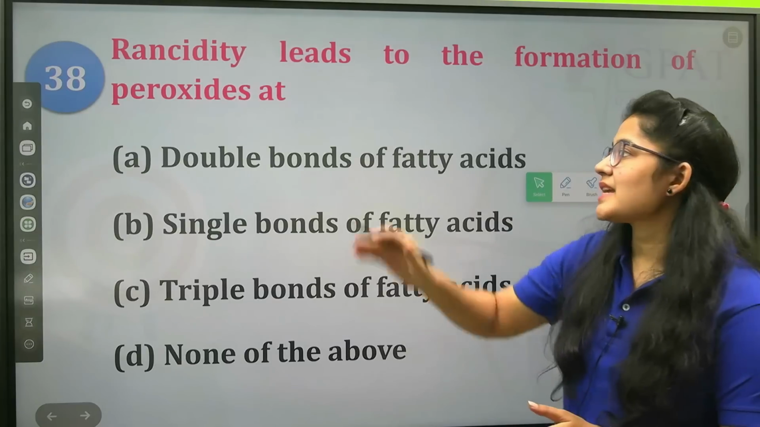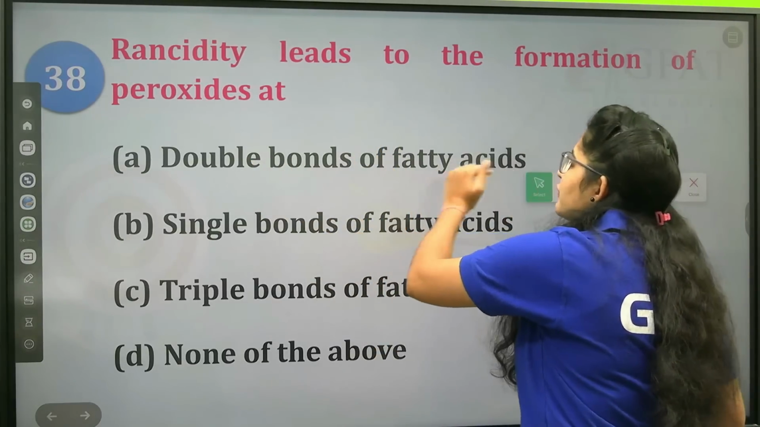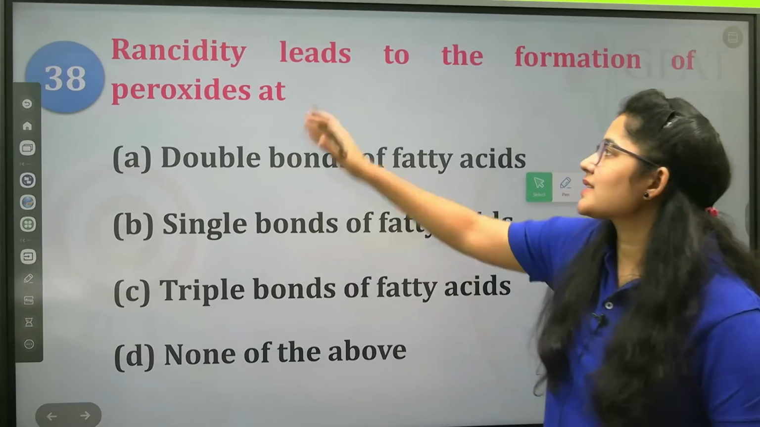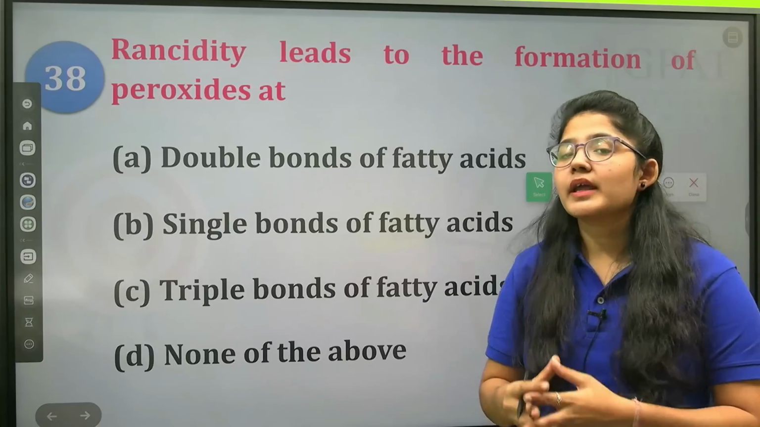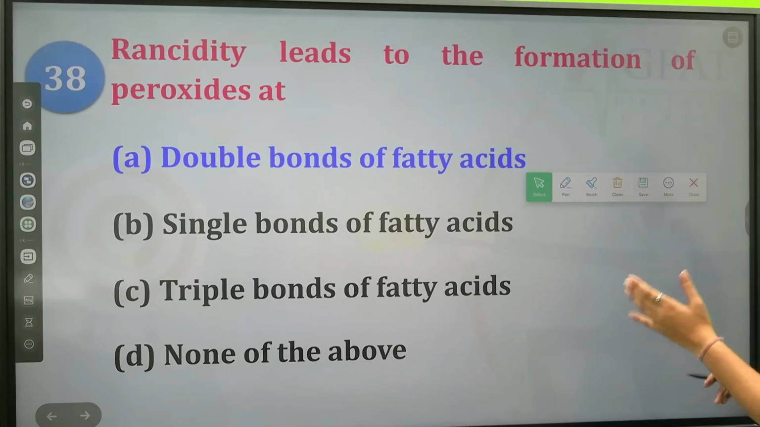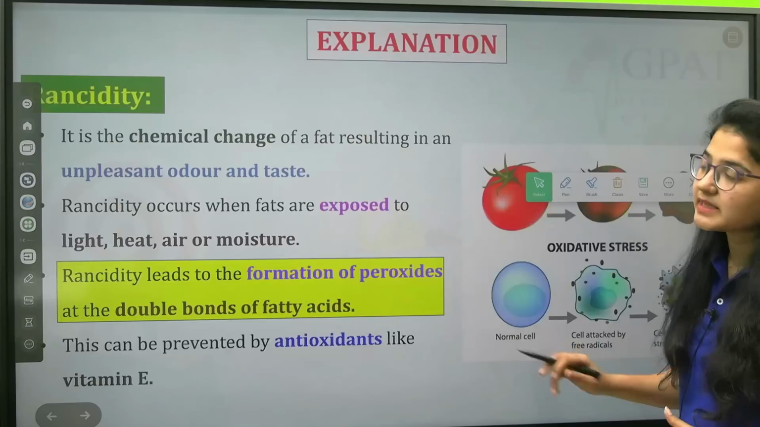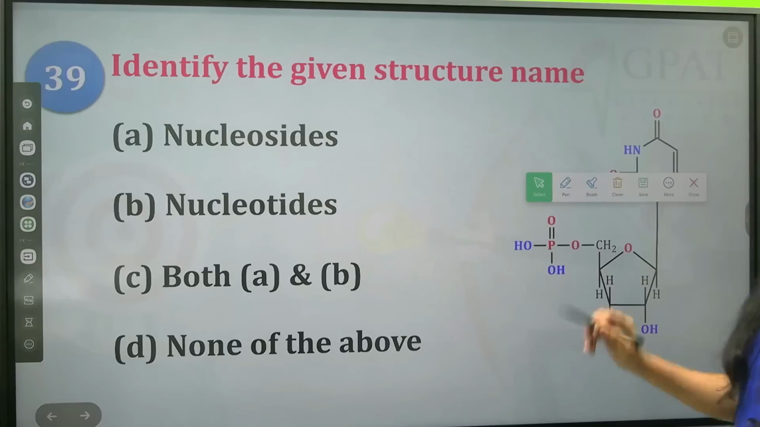Where does this rancidity show its effect? The double bonds of fatty acids are the place where rancidity shows its effect to destroy your food. Clear? So what is rancidity? It leads to the formation of peroxides at the double bonds of fatty acids. Clear everyone? Okay. Next question.